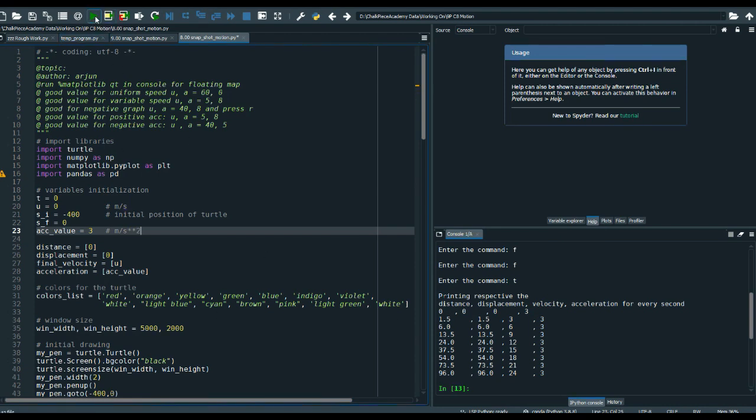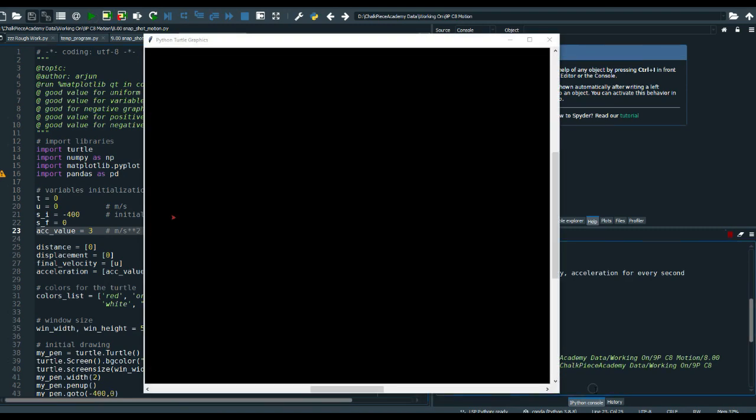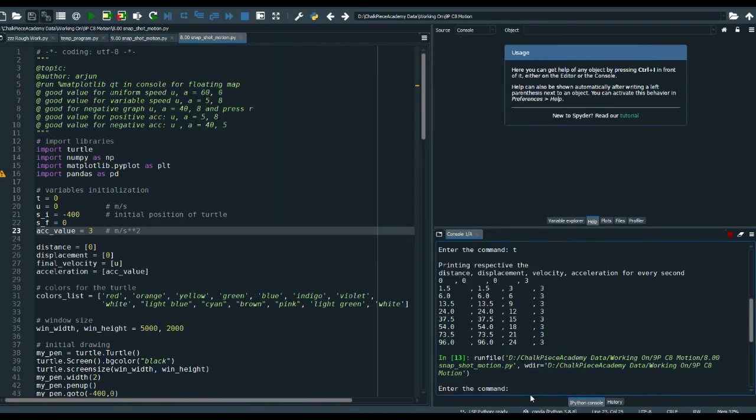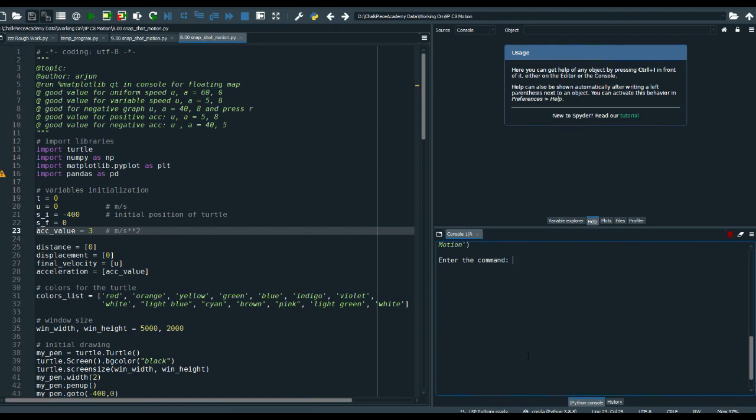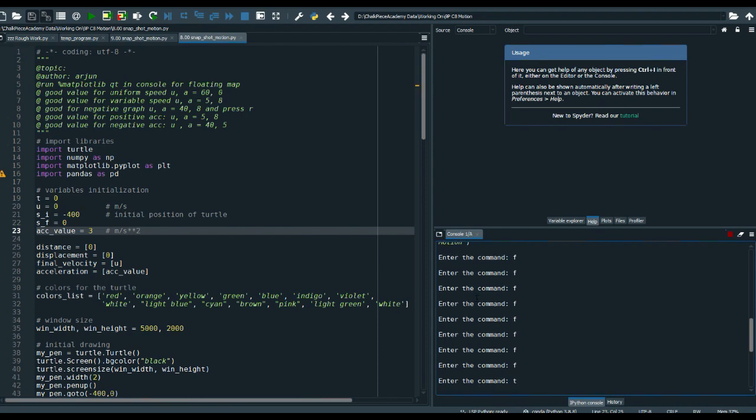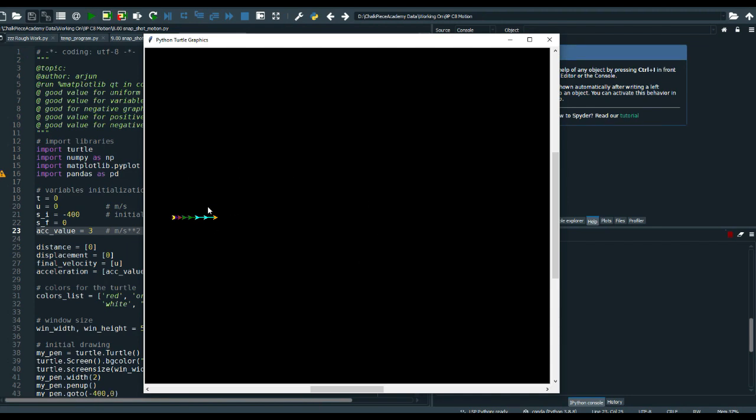So we have to start the simulation, and here, enter the command. F stands for going forward, so it takes into account the acceleration. So that was the first second, second, third, fourth, fifth, sixth, seventh, eighth. And now after 8 seconds, enter T to terminate. If you terminate this, here it won't make much sense. So you can see it is accelerating. That's the only thing we can be sure of.